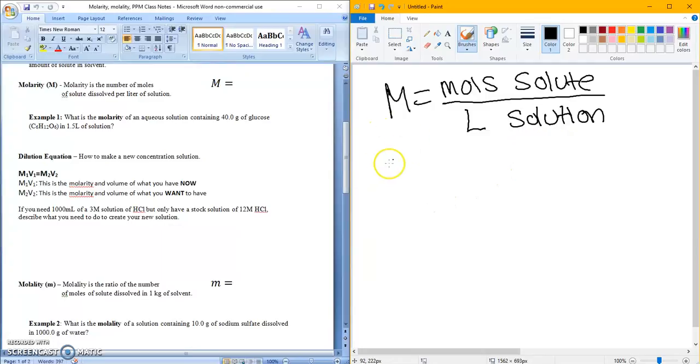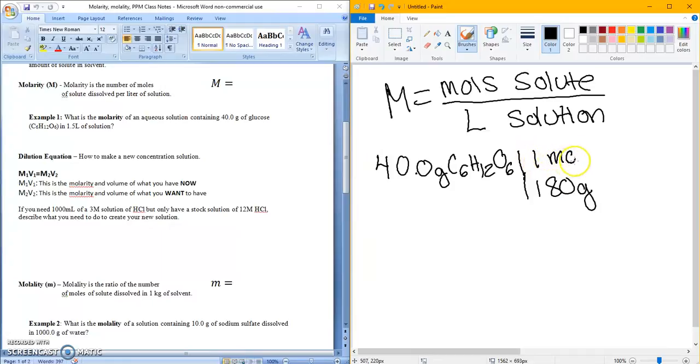So I'm going to look at my lovely example, and it says that I have 40 grams of C6H12O6, also known as glucose, and I have 1.5 liters of solution. Well, if I look at my equation, moles over liters, so I got to get from grams to moles. So that's 180 grams to 1 mole. Then I put that in my calculator and it's 0.22 moles of sugar.